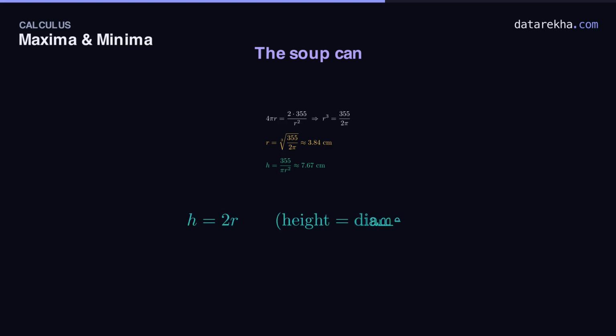There's the elegant punchline. 7.67 is exactly twice 3.84. The most metal-efficient can is as tall as it is wide. Its height equal to its diameter. And a double prime comes out positive, confirming it really is a minimum. Nature loves that little square profile.